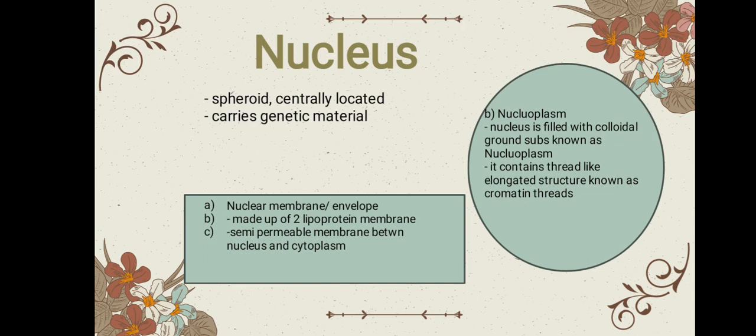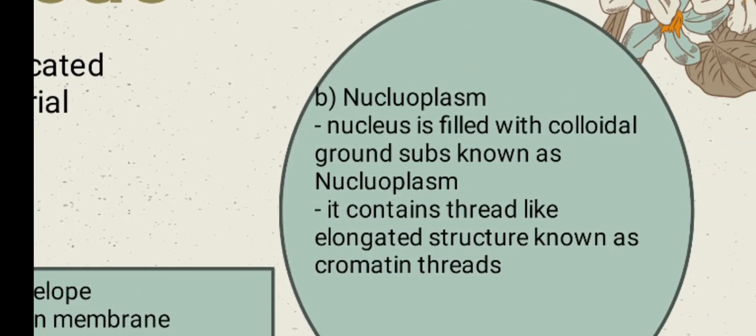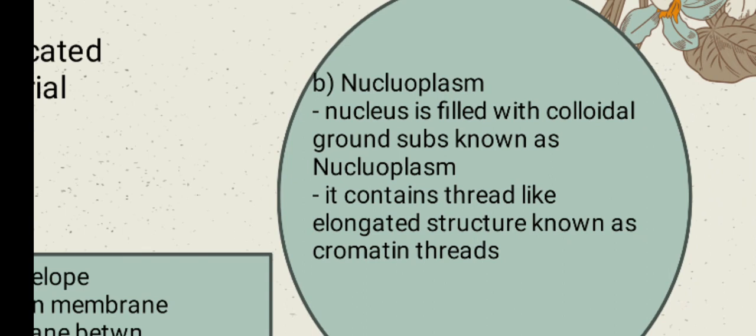First is the nuclear envelope, and we can say nuclear membrane, by which the nucleus is covered, which is made up of two lipoproteinous membranes, and this membrane provides selective permeability between the nucleus and the cytoplasmic material. So it acts as a selectively permeable membrane which helps the nucleus and cytoplasm to exchange material. And the next is nucleoplasm, or we can say chromatin fibers.